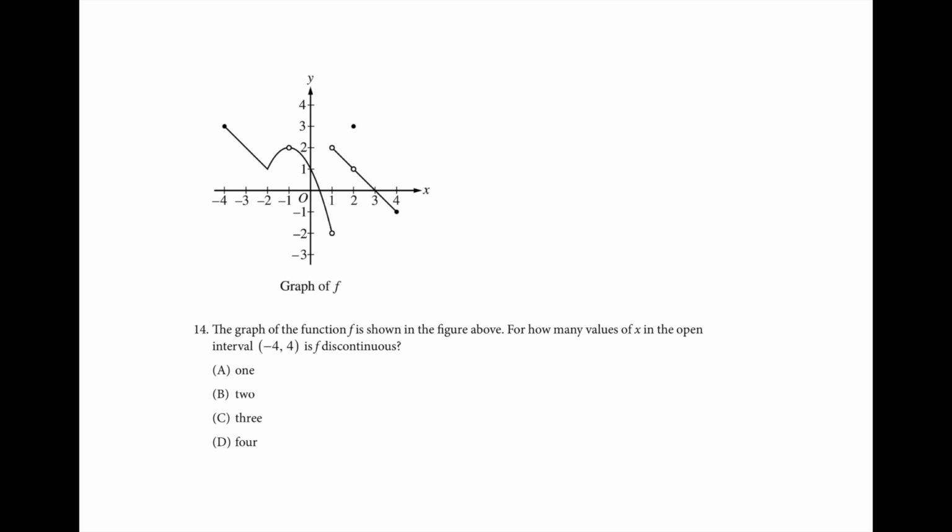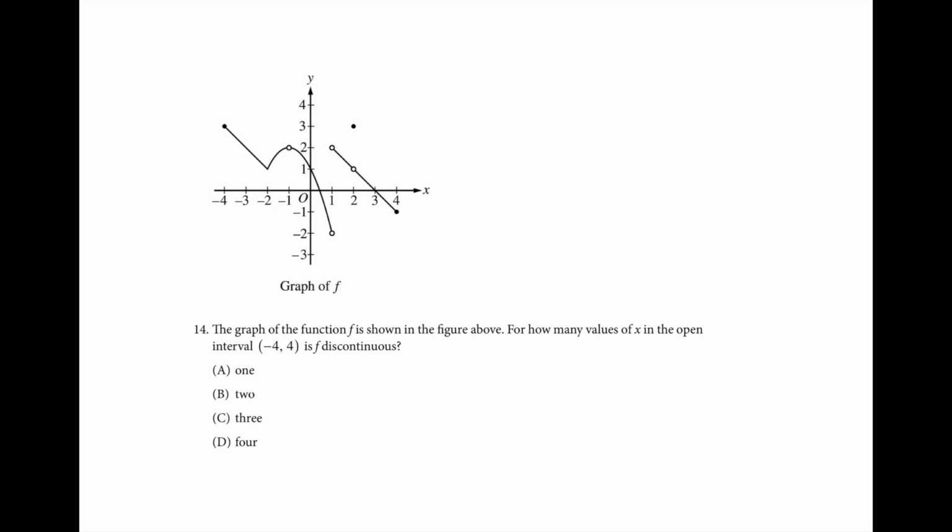So let's move from -4 to 4. So -4 is okay, -3 is okay. We reach -1. We have a discontinuous point. So here's our first discontinuous point. From -1 till 1, we have our second discontinuous point, which is 1. It's true that we have 2 open circles, but at this point we only have 1 point of discontinuity.